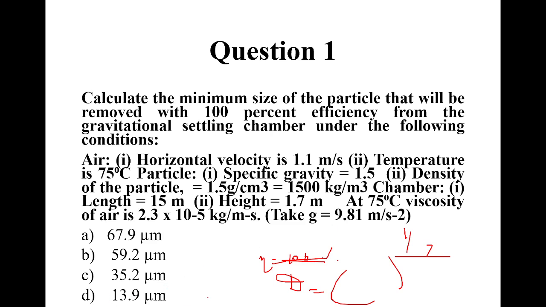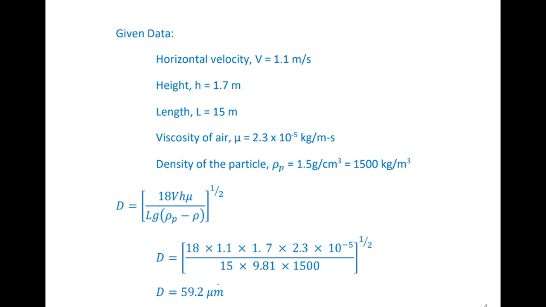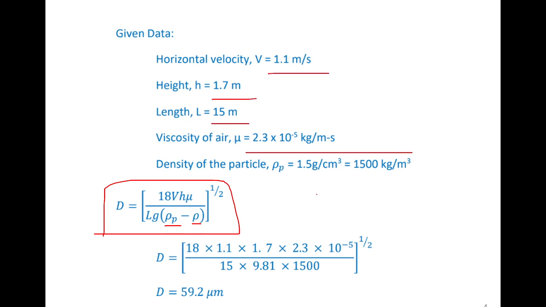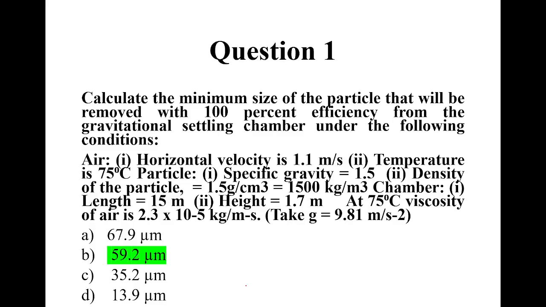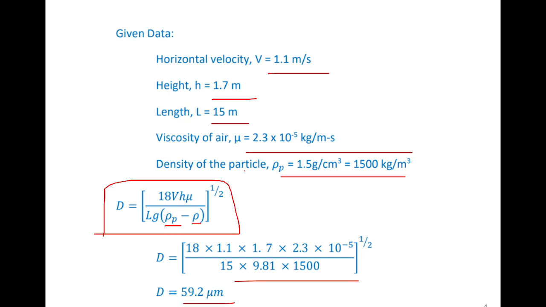What is the answer? I will show the formula: 18 V H mu by L into G rho P by rho. Rho P is the particle's density, rho is the density of the air, you can take 1 or negligible. So all the values are given: V, height, length, viscosity of the air, density of the particle. So all are known. So you just substitute and you will get the value. 59.2 micrometer is your minimum diameter size of the particle that will be settled in the settling chamber.